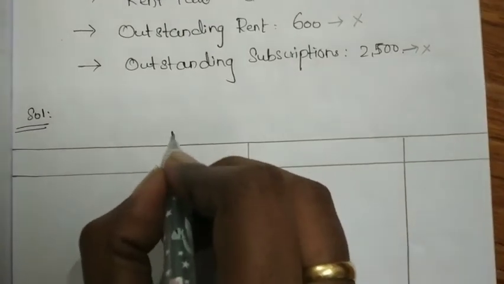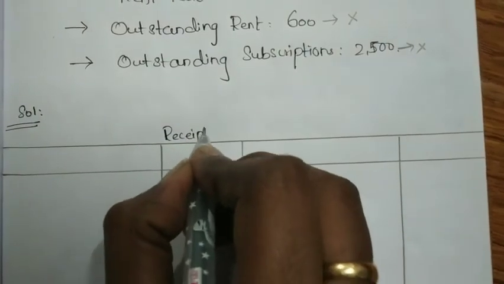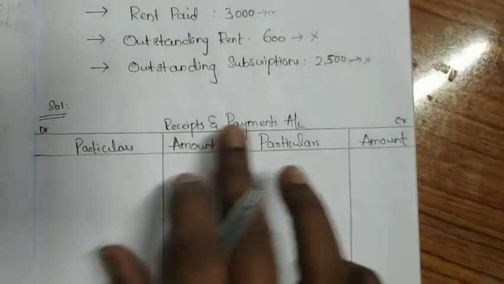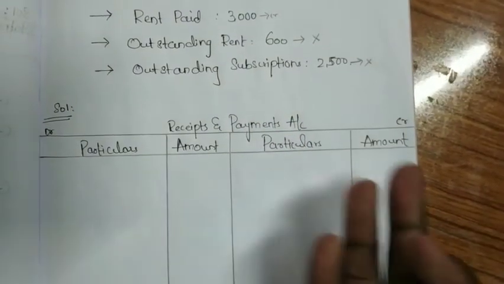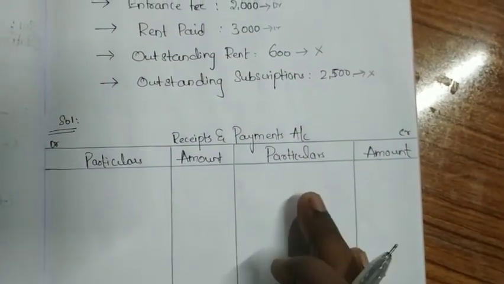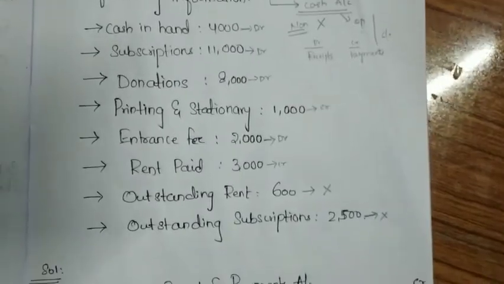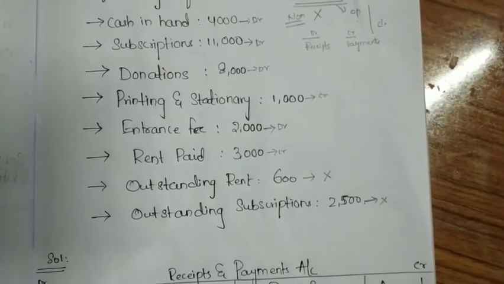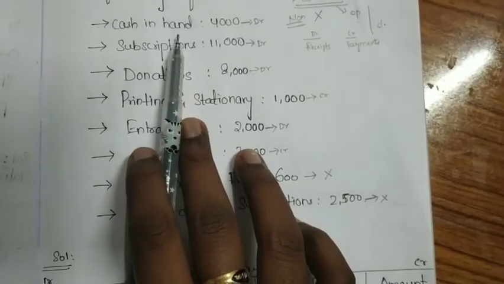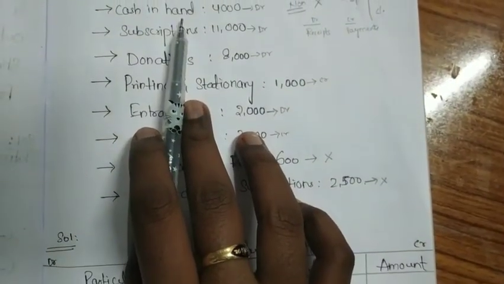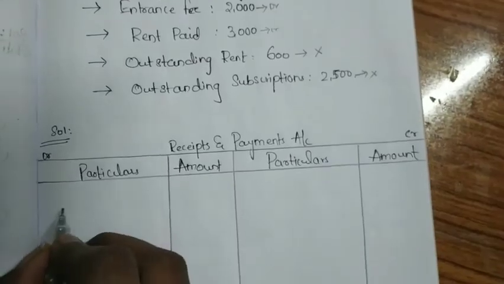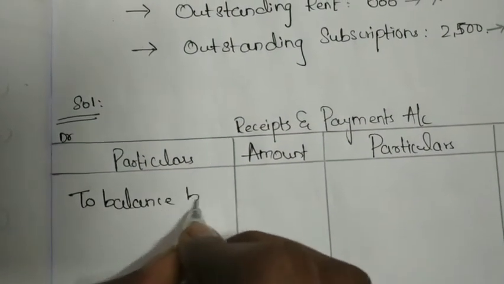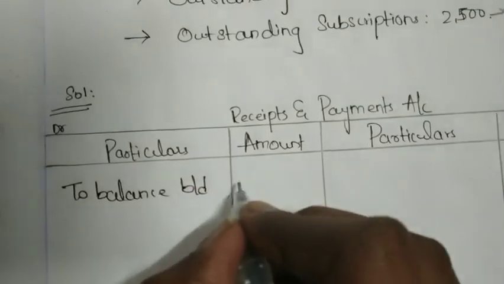So put the heading receipts and payment account. See, I have taken the format receipts and payment account. We know the debit side and credit side, particulars, amount, and see the question, what is the first one? Cash in hand. So this is an opening balance. We have to take the opening balance on the debit side. See, take down the amount here. To balance brought down, see the amount is 4,000.